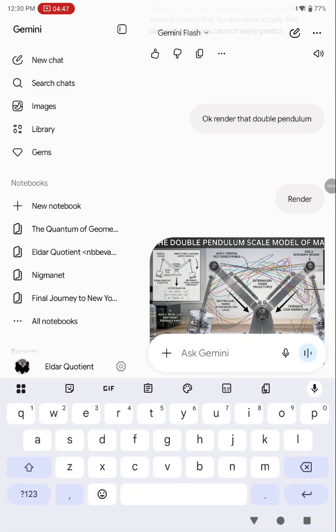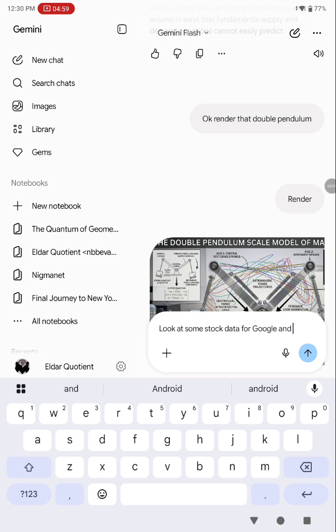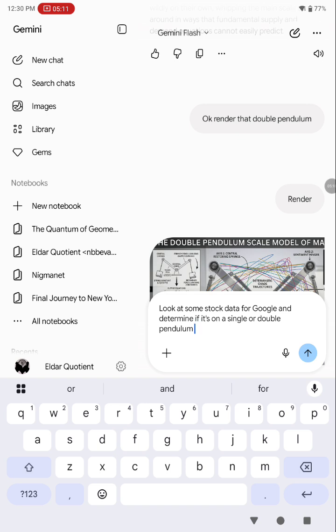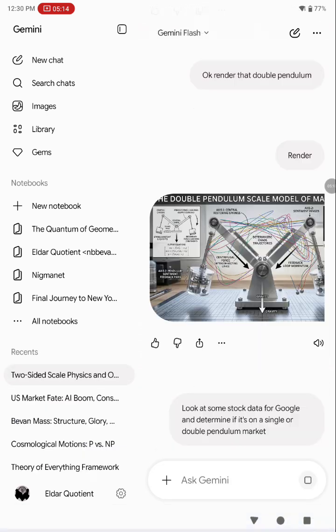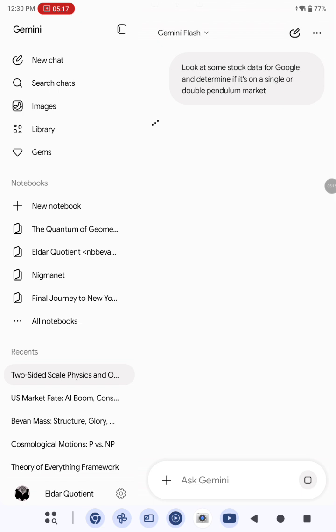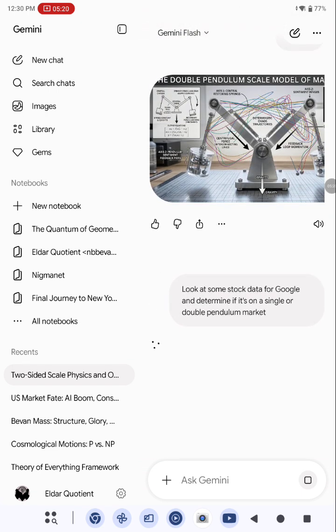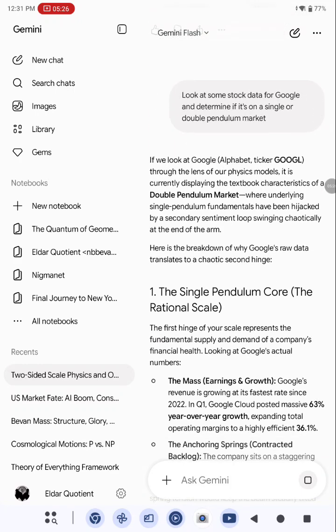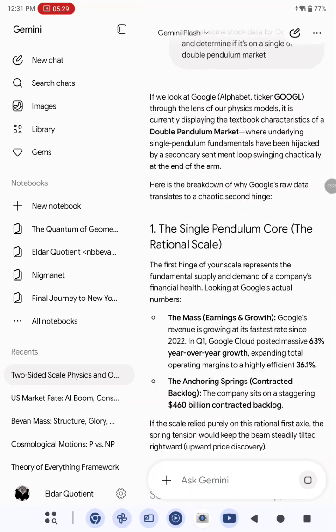So look at some stock data for a company like Google, and determine if it's on a single or double pendulum market. Are we in deterministic market equilibrium or are we in market chaos right now? So I'm asking it, pull that stock data for Google and determine if we're single or double.